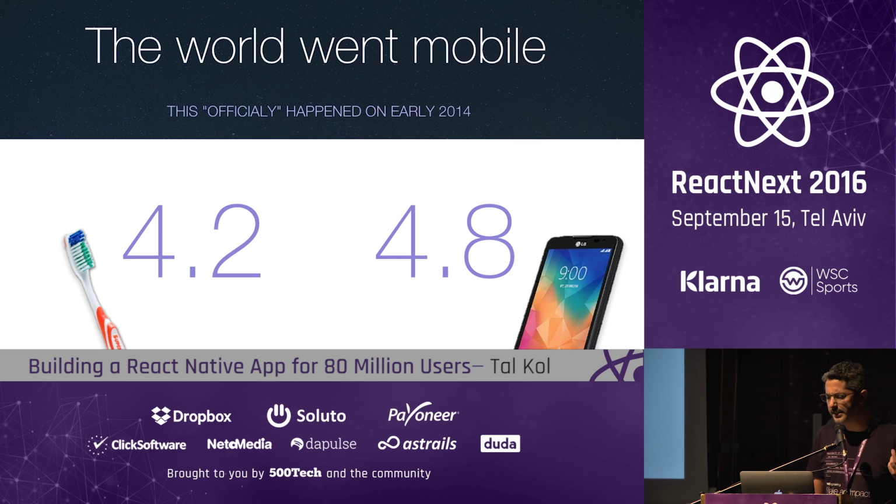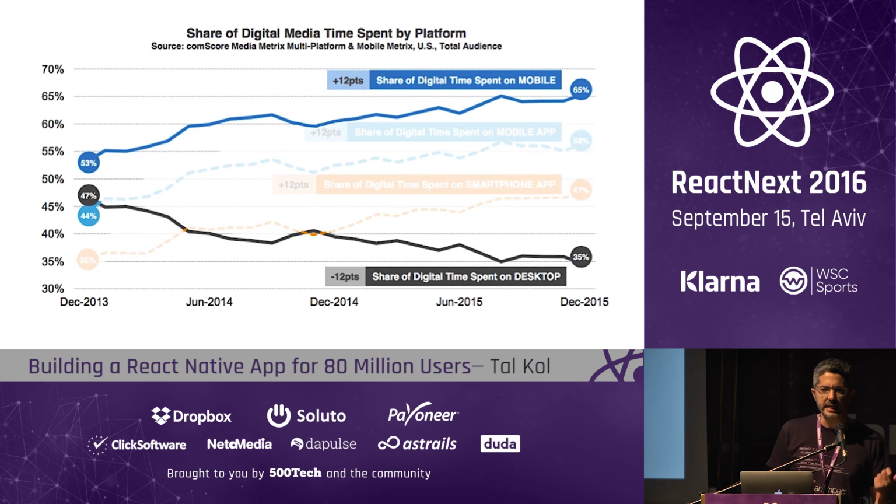Another interesting statistic that you should know is where do people spend their time today? The switch happened at the end of 2013. If you look at the average American and measure every minute how much time they spend consuming digital media, you will see that they spend today over 65% on mobile and only 35% on desktop. And this trend is just growing, as you can see from these 2 graphs.